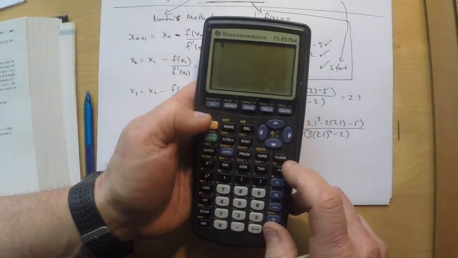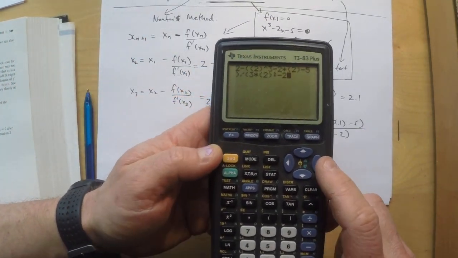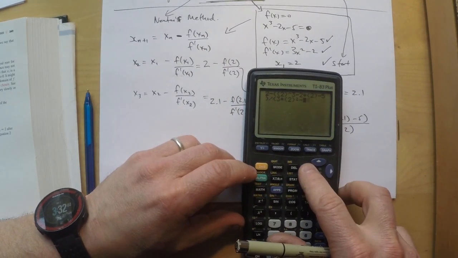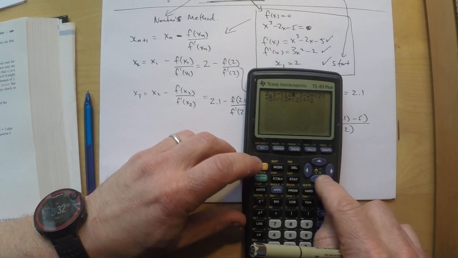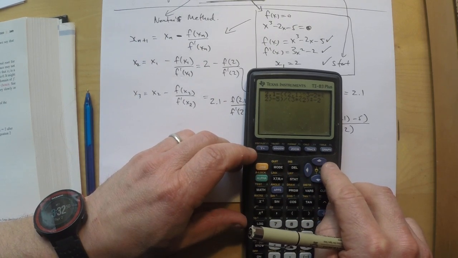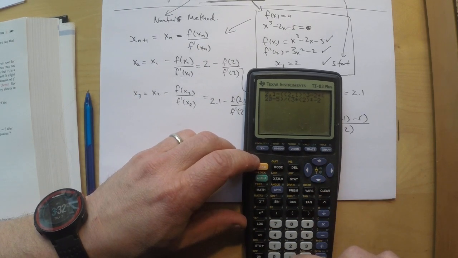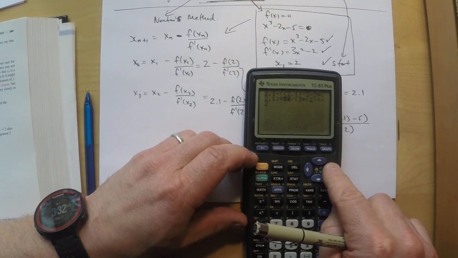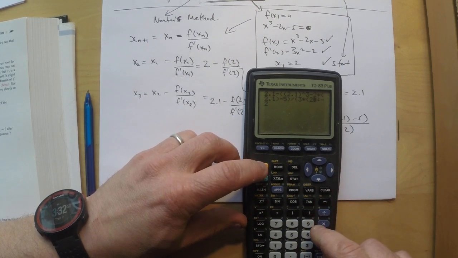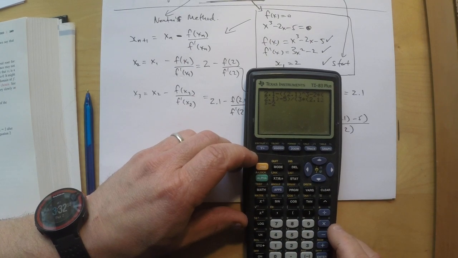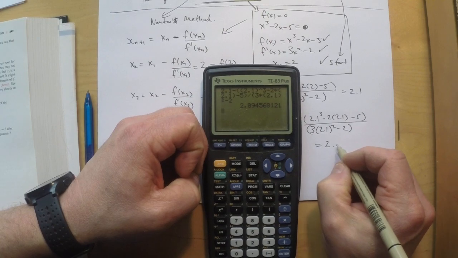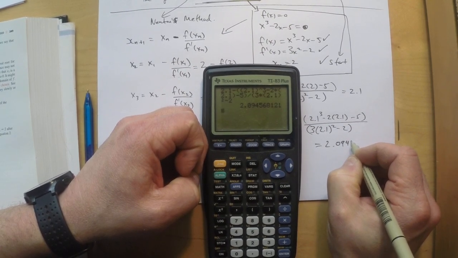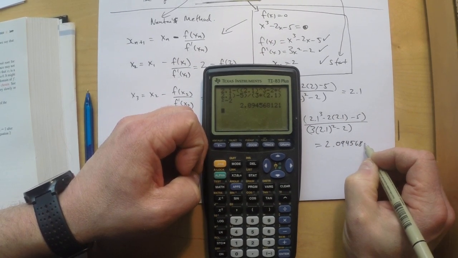Now again, I can cheat with my calculator a little bit and go in and replace all of these 2's, but I have to insert 0.1's. Insert 0.1. Insert 0.1. I just didn't feel like typing it all out again. Insert 0.1. I think I'll get everything. There we go. And your next iteration is 2.0945682121.